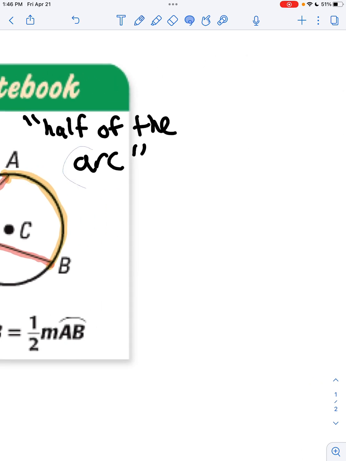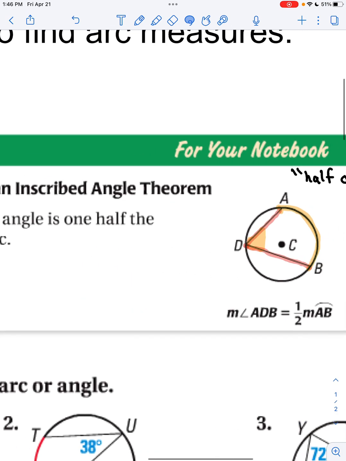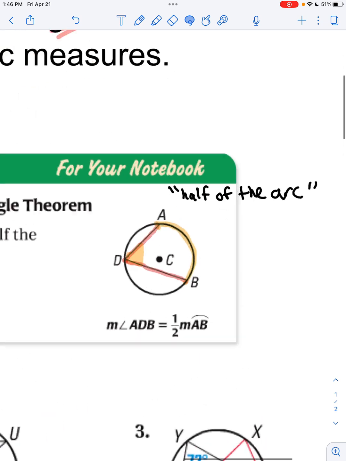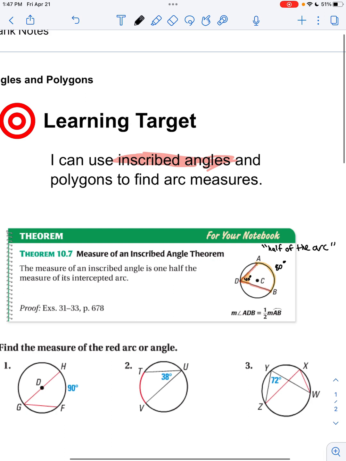What I mean is that whatever my arc AB is, the angle ADB is going to be 1/2 of it. So if I said that this arc right here was 80, then this angle would be 40. It has to be half of it, and it works both ways.